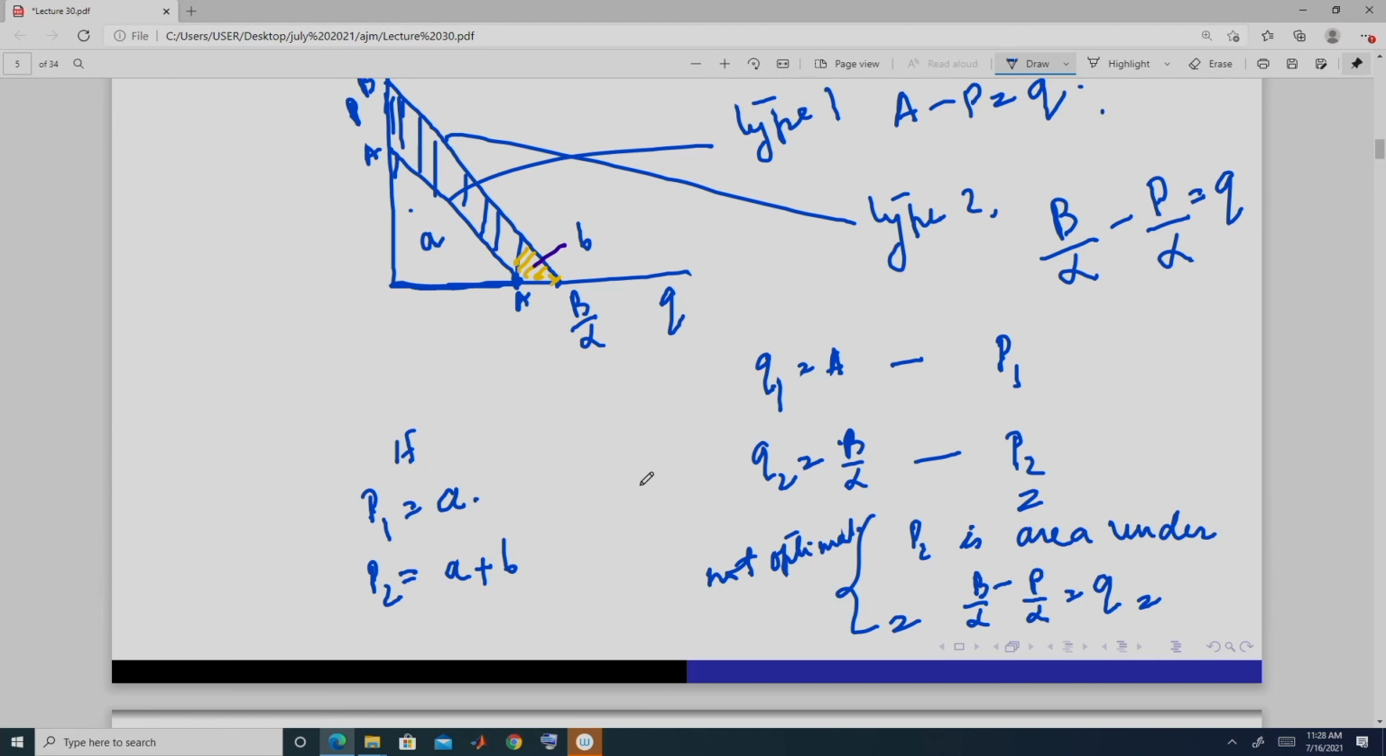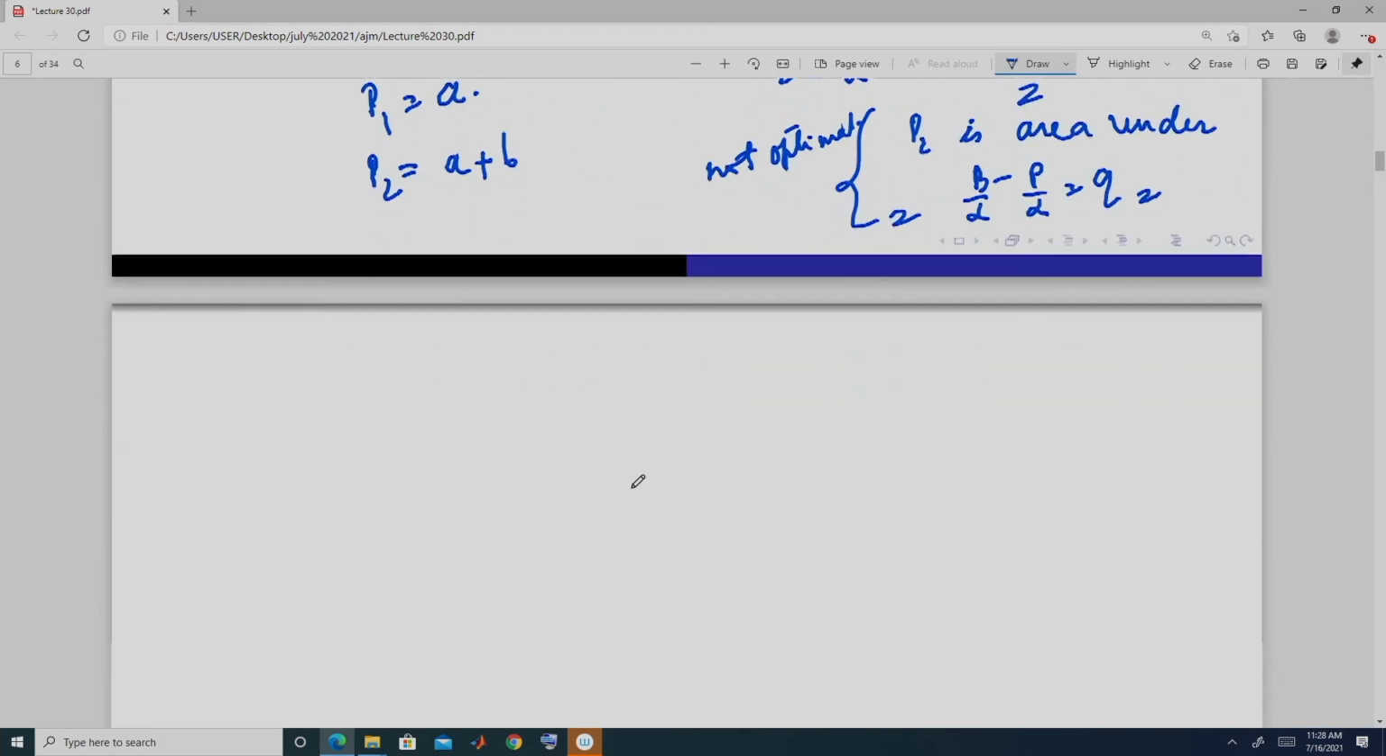Now, the question is whether this is the optimal bundle or not. So, how do we do this? We solve it in this form.